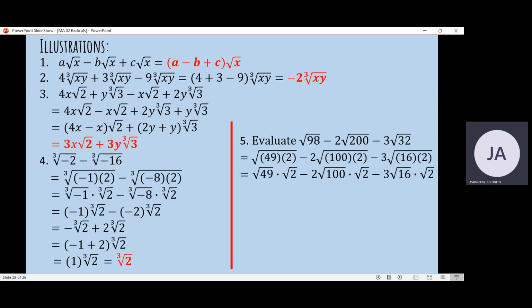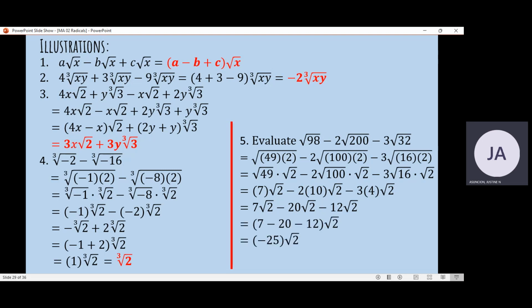The square root of 49 is 7, the square root of 100 is 10, and the square root of 16 is 4. So that's 7 square root of 2, and then negative 2 times 10, that's negative 20, and negative 3 times 4, that's negative 12. Combining this, we have the same index and the same radicand. So 7 minus 20 minus 12 is simply negative 25. Our simplified form, or final answer, is negative 25 square root of 2.